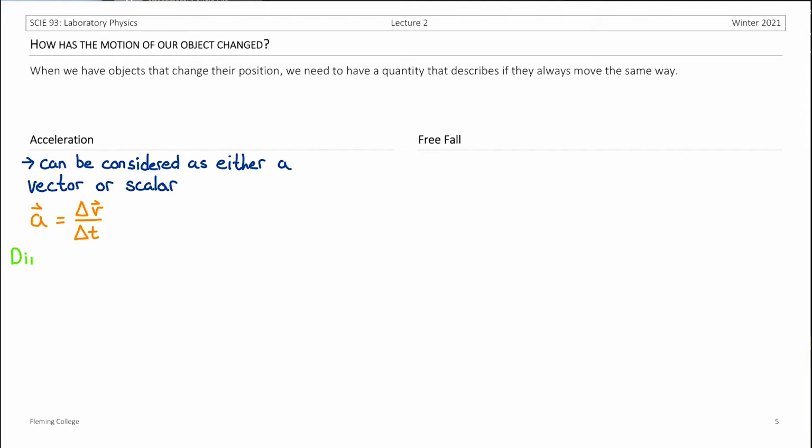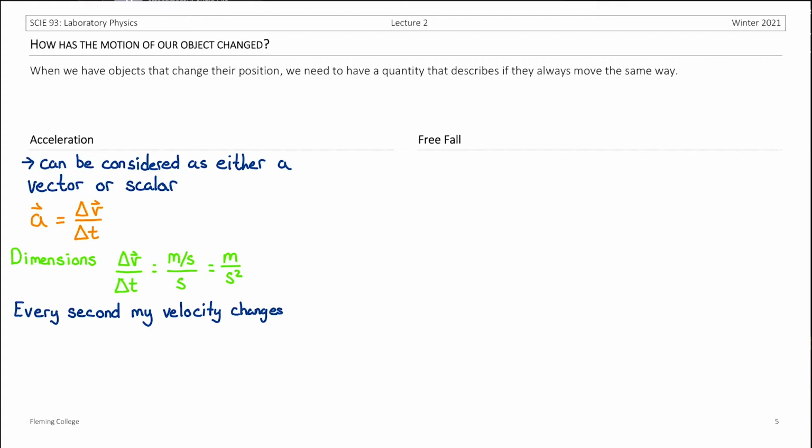It's important to take a moment to consider the dimensions of acceleration. Because acceleration is calculated as the change in velocity over the change in time, it will have units of meters per second divided by seconds, which we simplify to meters per second squared. This is telling us that every second that passes, our meters per second changes.